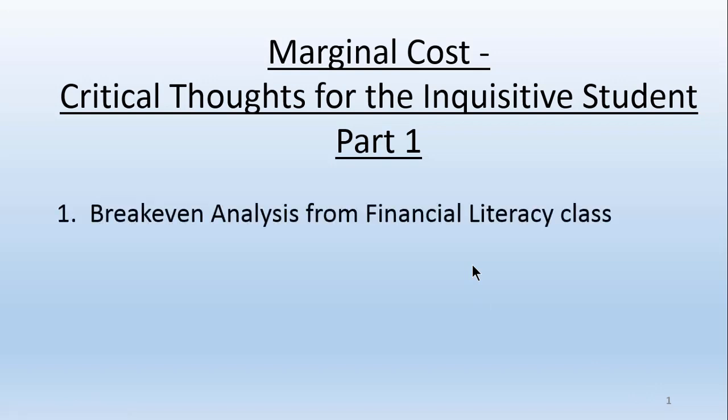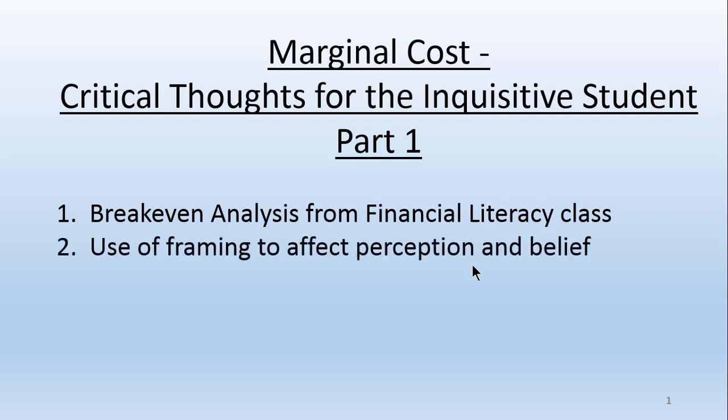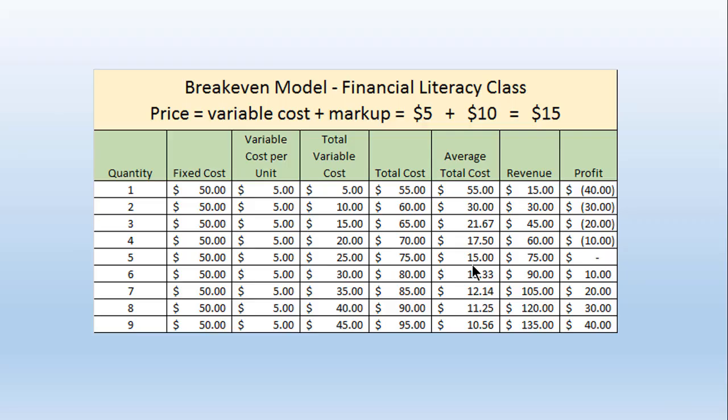We're going to be talking about a break-even analysis from a financial literacy class. We're going to talk about the use of framing and how framing affects your perception and your belief. And then we're going to talk about secrets from academia. So getting started, this is a break-even model from a financial literacy class. It's got your price, which is here, and its variable cost plus markup are 15 bucks.